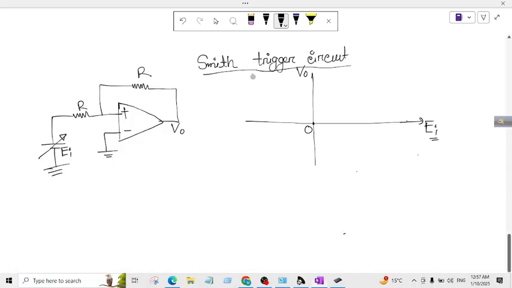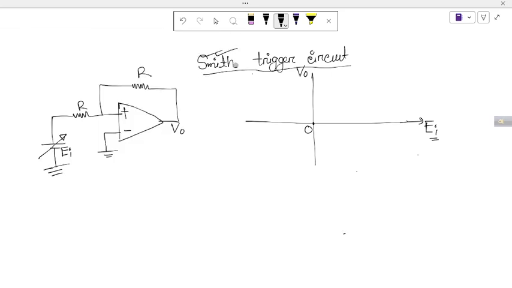Okay, so in this video we are going to learn the Schmitt Trigger circuit. If you look carefully at the circuit, you will see that it's a positive feedback circuit. That is, we are taking the feedback voltage from the output to the non-inverting terminal, right? So it's a positive feedback circuit. In this video we are going to vary this EI voltage, and then we will obtain an output versus input voltage graph, and we will obtain a hysteresis graph.